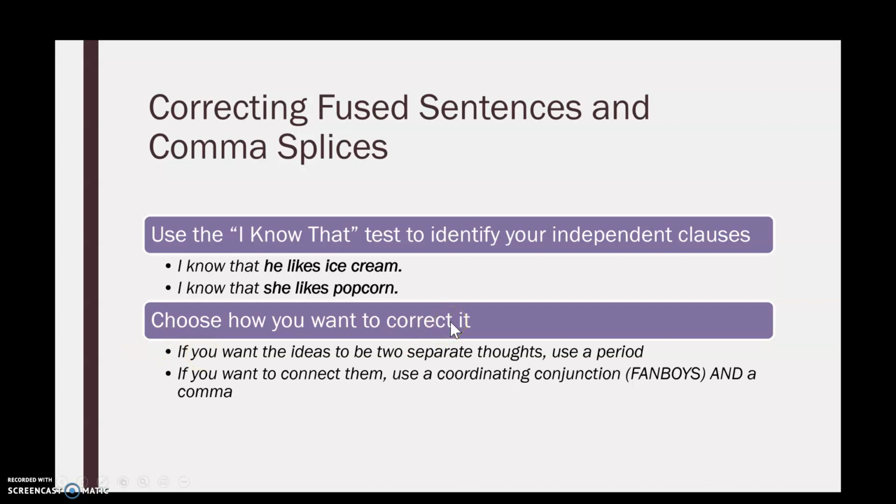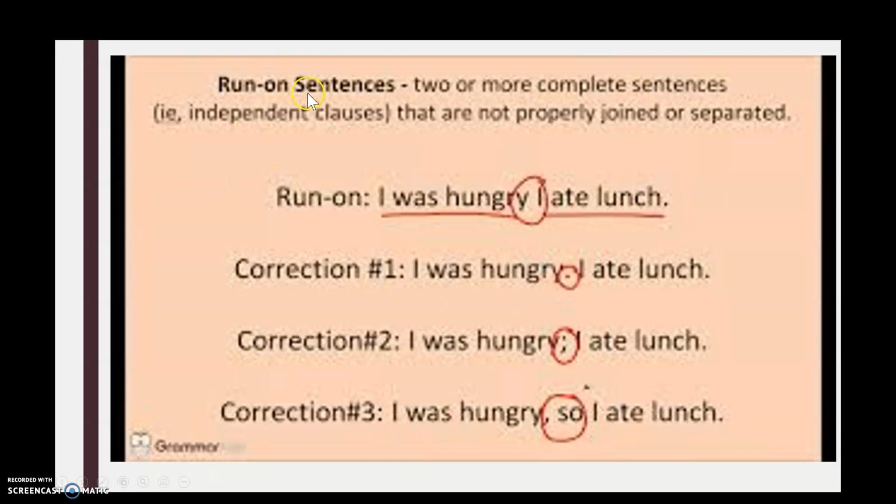If you want the ideas to be 2 separate thoughts, you can use a period. If you want to connect them, use one of the FANBOYS, one of those coordinating conjunctions, and a comma. You have to have both of them to prevent it from being an error. These are fused sentences, not run-ons. We'll talk about run-ons in a second, but this shows you that sometimes those 2 terms are used interchangeably. More importantly, it shows you how their corrections work.